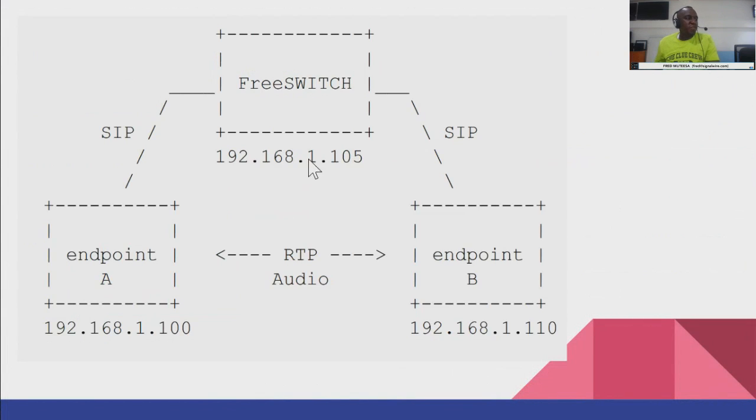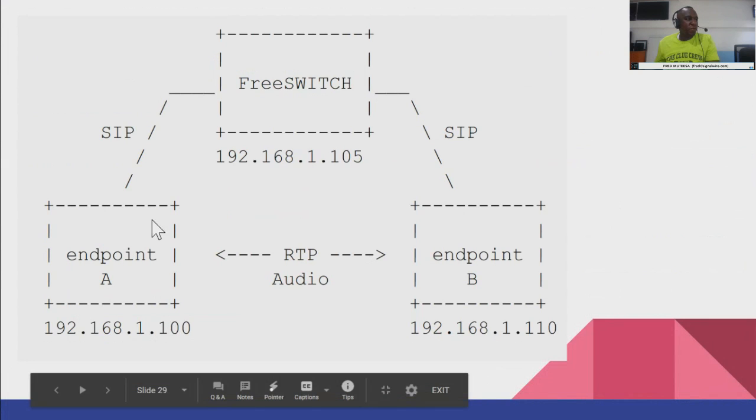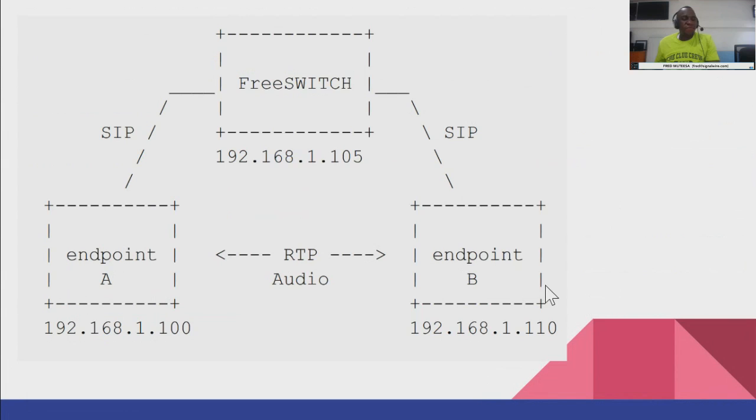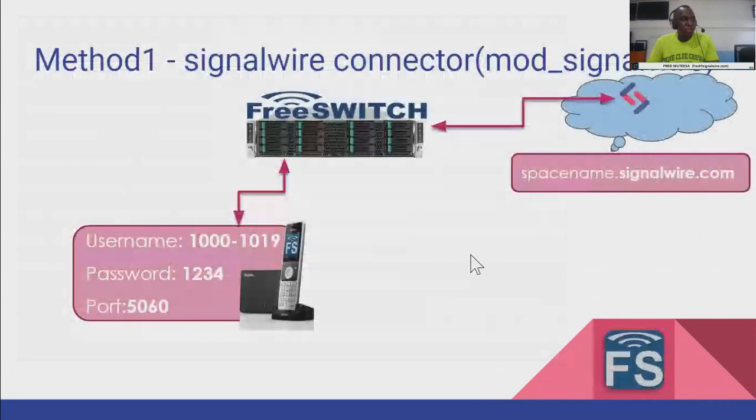The other concept you need to remember is that each endpoint can register to FreeSWITCH, and then after the call is live, we want to have RTP audio flowing in between the endpoints. Then we also have outbound routing. We can route calls outside, to the SignalWire network, and call out.